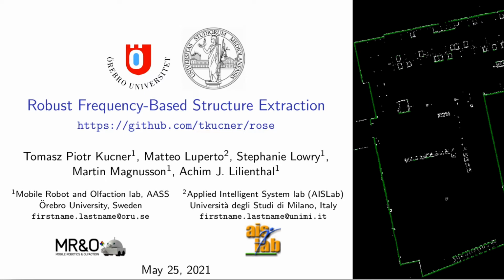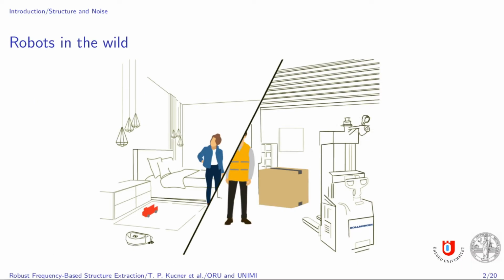I am here to present our work on robust frequency-based structure extraction. In our work, we have developed a method for extracting and assessing the structure of maps of human-made environments using the Fourier transform. In the figure on the right, we can see an application example where information about the environment structure is used to remove clutter automatically from the map.